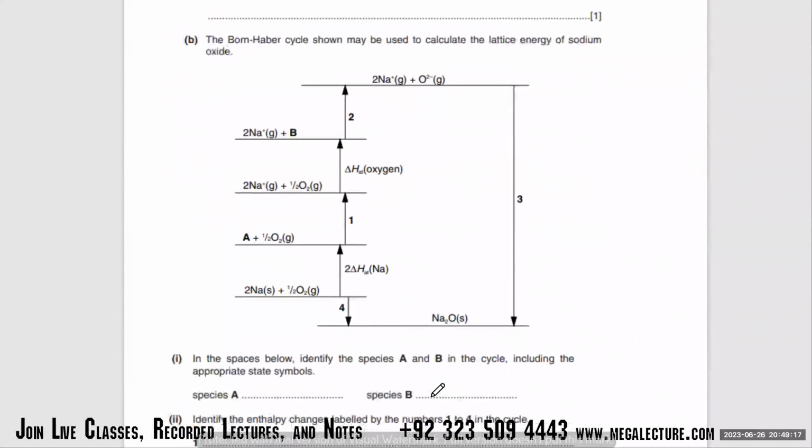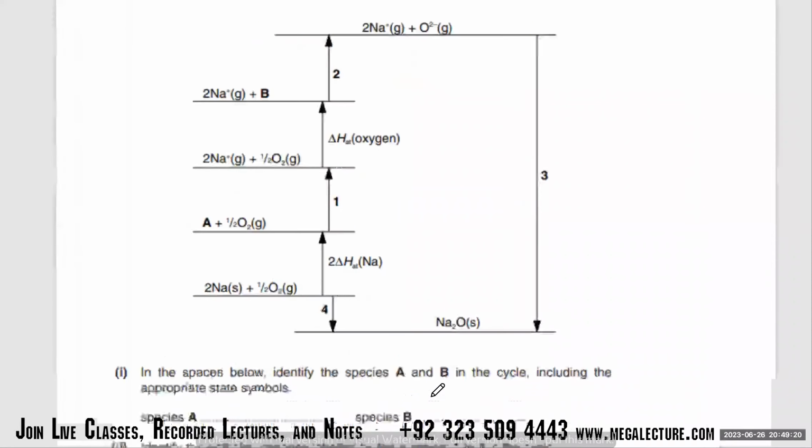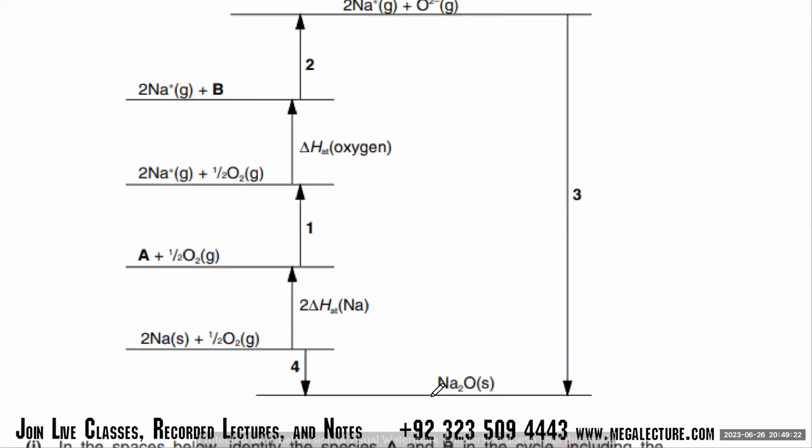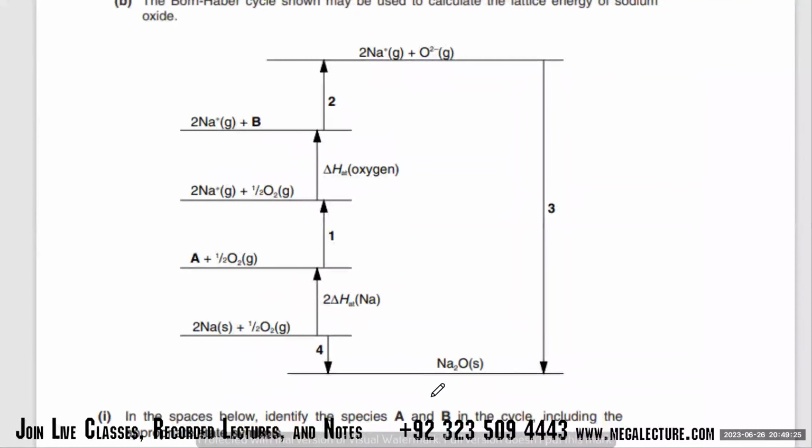So next one. Now the Born-Haber cycle is already drawn, right? You just have to label this. This is about sodium oxide. It's the same Born-Haber cycle. What do you call 4? Enthalpy of formation. The elements are forming this thing. So this one over here is delta H_f.